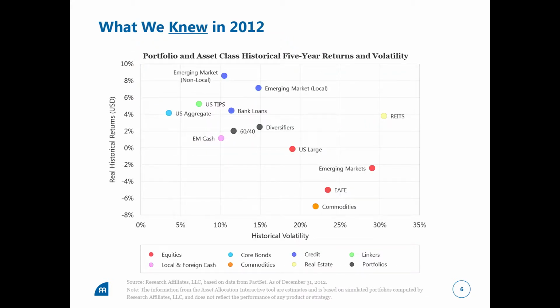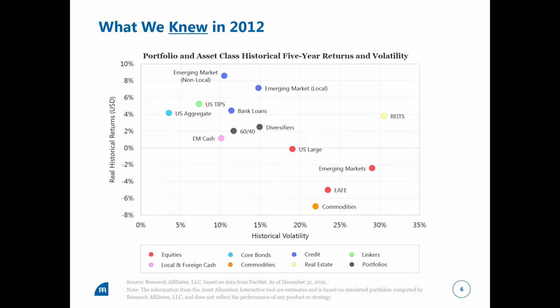Now, whenever you have a certain amount of regret, I find it to be a very productive exercise to go back and ask, what did you know at the time when you made these decisions? And so on page number 6, what did we know in 2012? Well, we were coming off of, repeating the exhibit of a couple slides ago, a 5-year risk and return chart, but done towards the end of 2012.